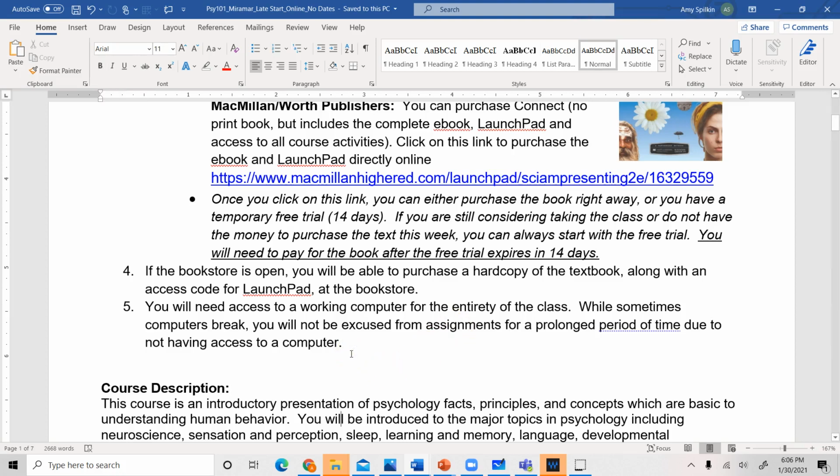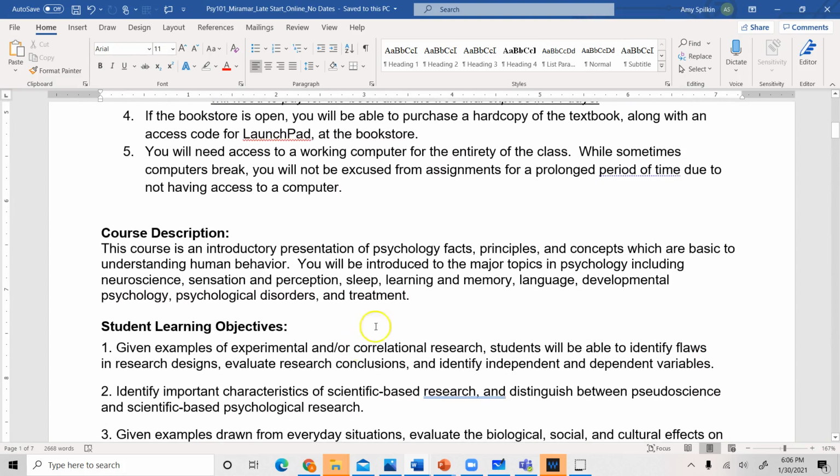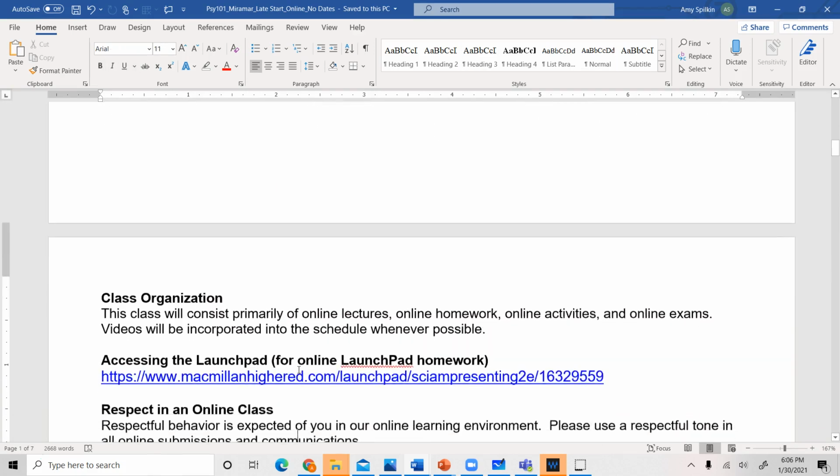In terms of the course, it's a general presentation of psychology, and we'll talk about some of the major topics in psychology: neuroscience, sensation and perception, sleep, learning and memory, language, developmental psychology, psychological disorders, and treatment. You can read these learning objectives on your own. This syllabus is on Canvas as a PDF, so you can certainly go through and read it again.